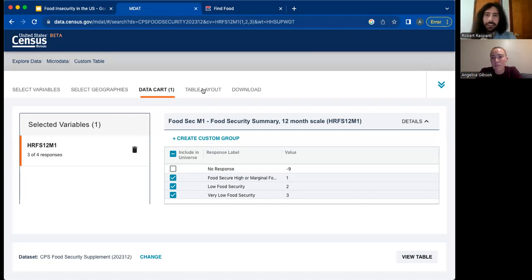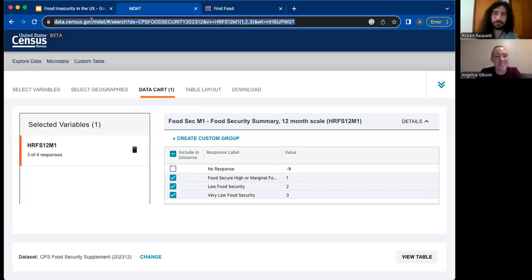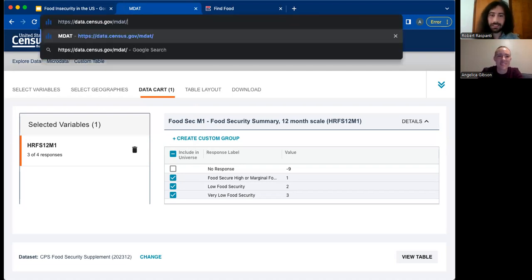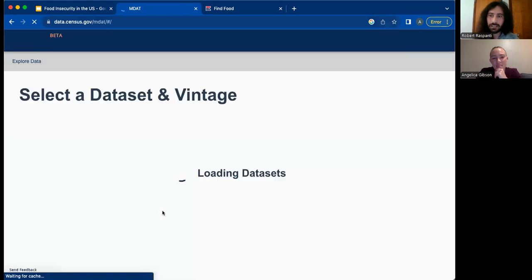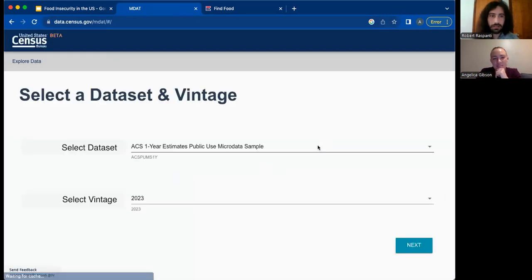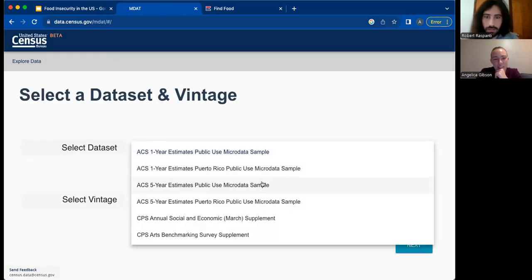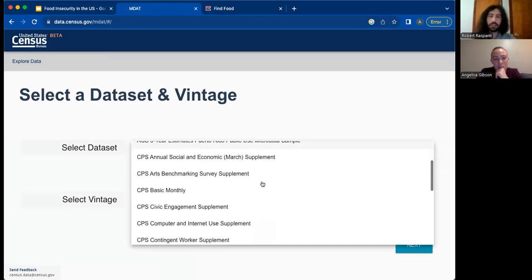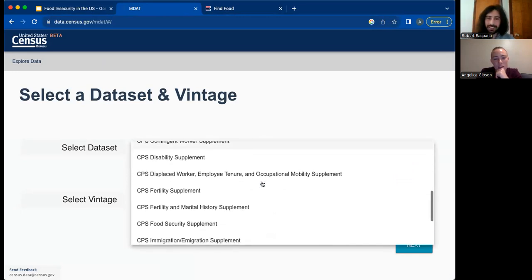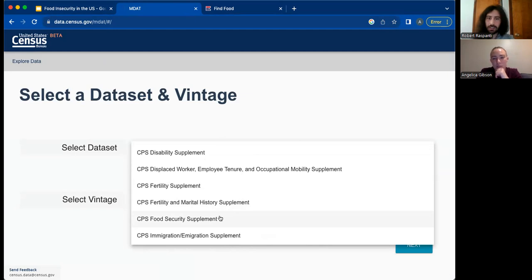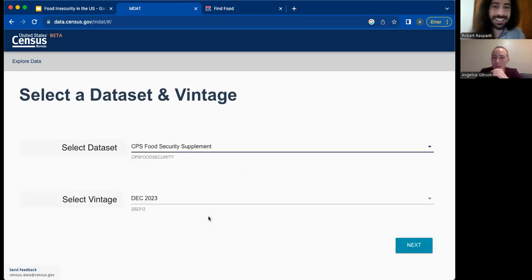Can we go back real quick to the data set that we have to pick? I missed it too. Yeah, no problem. For the data set, just scroll down just a little bit here to the CPS food security supplement. Thanks. And thank you for slowing me down.